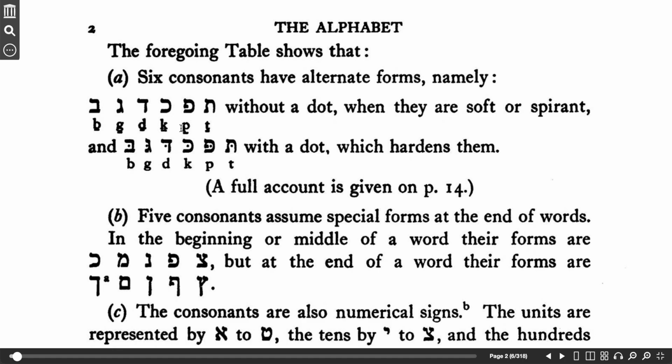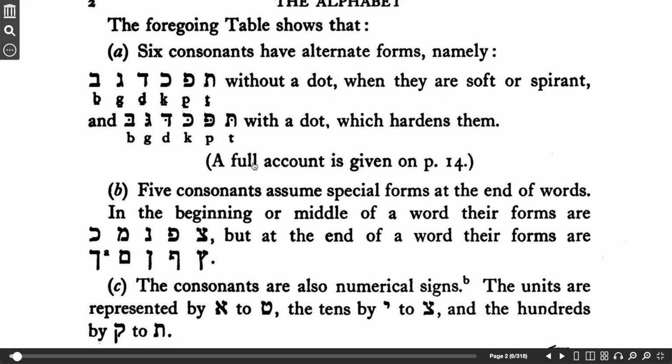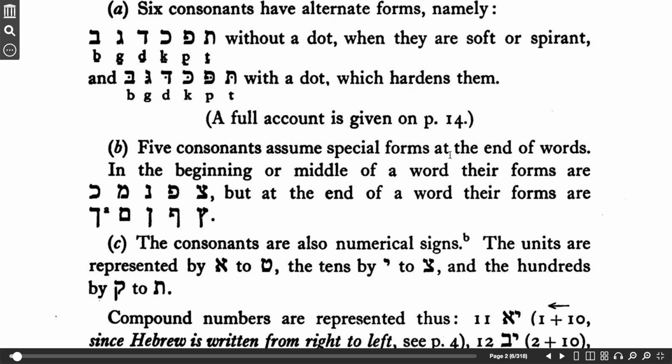Sorry about that. So you have the begad, kefat letters, and again, this is to help you show the distinction within the letters. But as we draw the letters, you'll be able to learn these better. Also, 5 consonants assume special forms at the end of a letter or end of a word. So in the beginning or middle of the word, their forms look like that. But at the end of the word, their forms look like this. Again, we covered this in the chart, but that's what this is telling you.